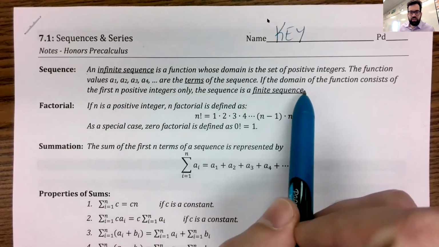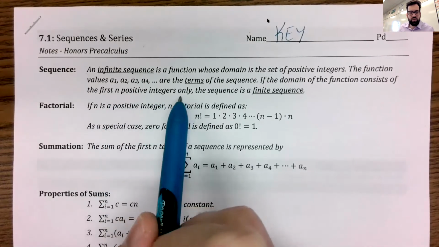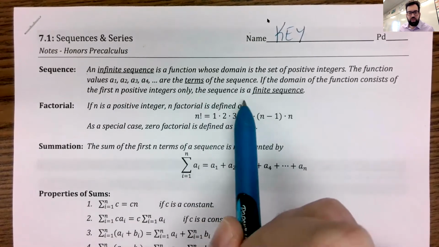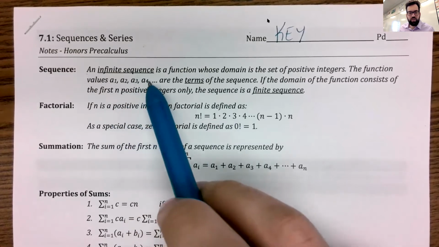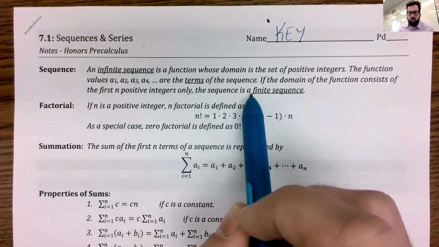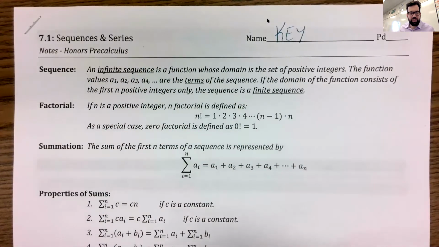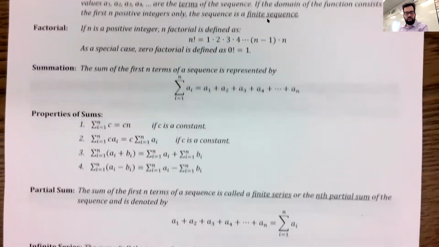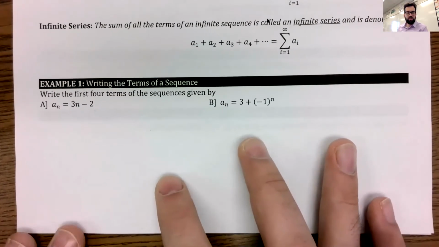If the domain of the function consists of the first n positive integers only, the sequence is a finite sequence. So we have this difference between finite and infinite sequences. If there are only, say, 4 terms, then 4 obviously is not infinity, so we would call that a finite sequence. But if the terms go on forever, then we call it an infinite sequence. We're going to come back to the rest of these vocab terms, but let's take a look at example 1, writing the terms of a sequence.